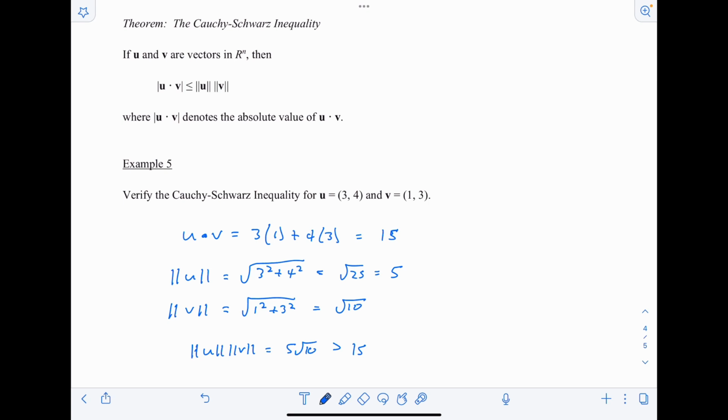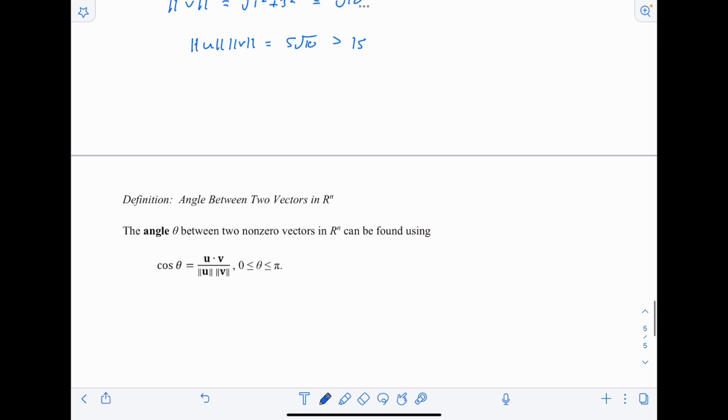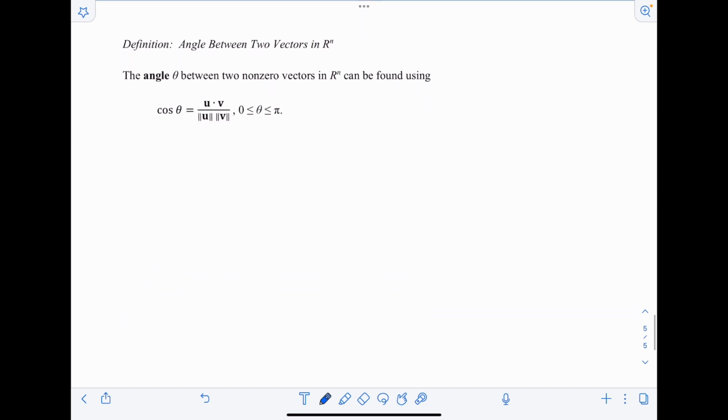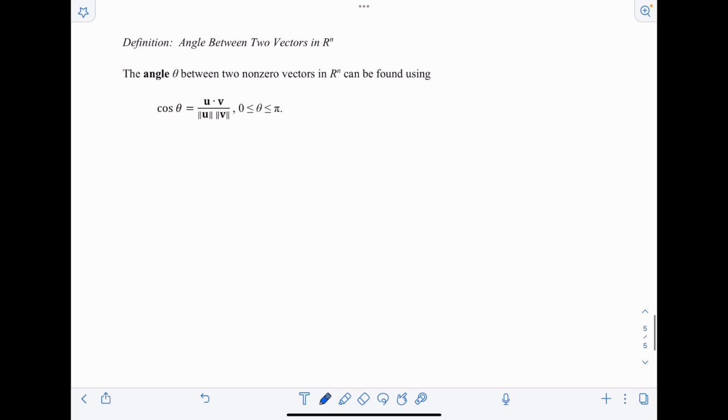Now let's talk about where and why this is a little bit important. Let's talk about the angle between two vectors. I'm going to go into a pretty in-depth process, showing why this works. The angle theta between two non-zero vectors in R^n can be found using cosine theta equals the dot product of U and V divided by the product of their magnitudes. In this case, theta is between 0 and pi.